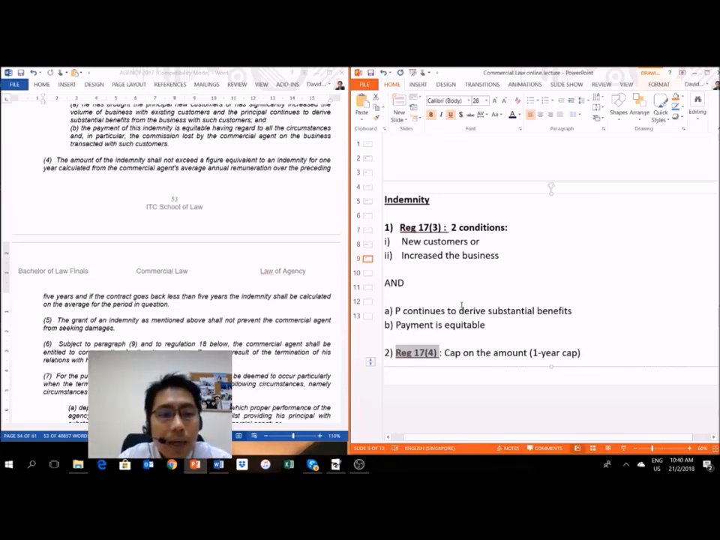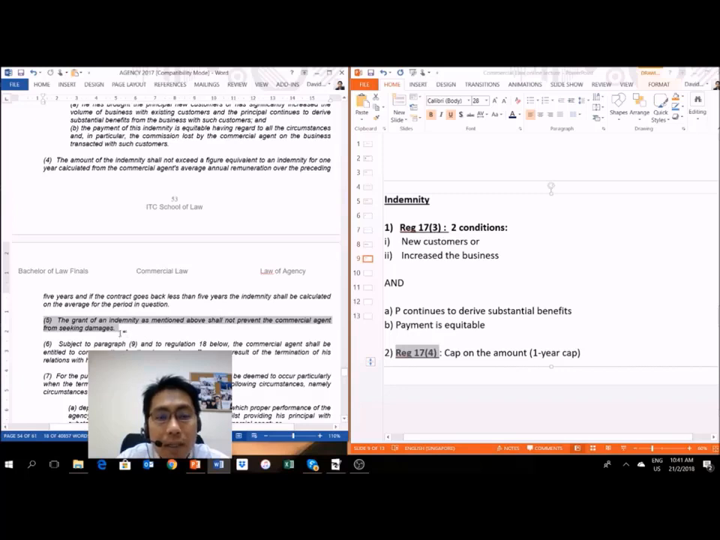Now, the next part is where we want to look at compensation. But before that, there is also this minor subsection in 17.5 that says the grant of indemnity shall not prevent the commercial agent from seeking damages. So this is what I said earlier, that the concept of indemnity is not about damages. It's not about compensating the agent for any loss. That is where we just recognize the efforts and give these amounts.